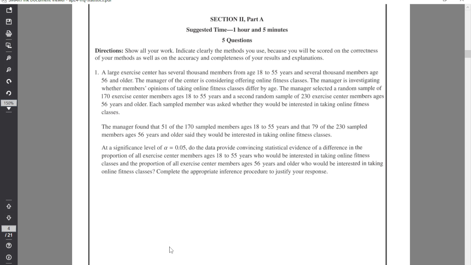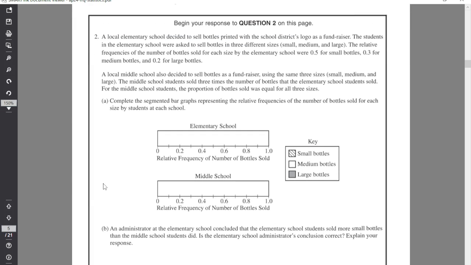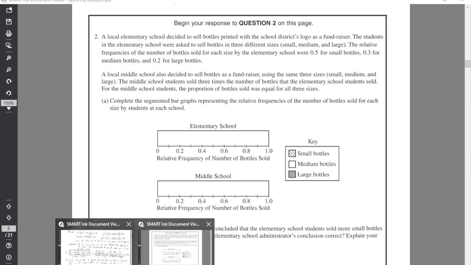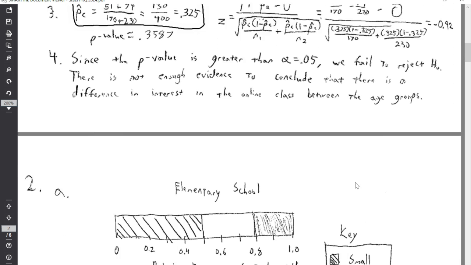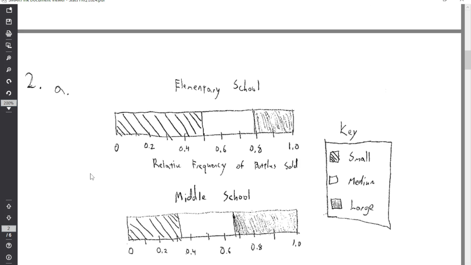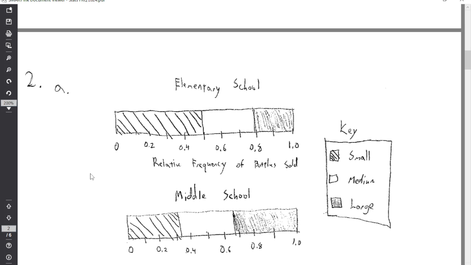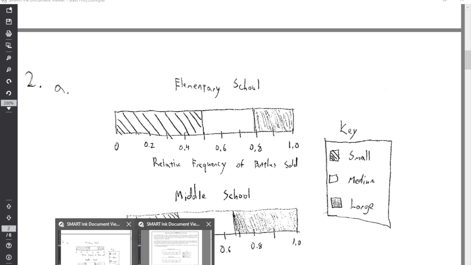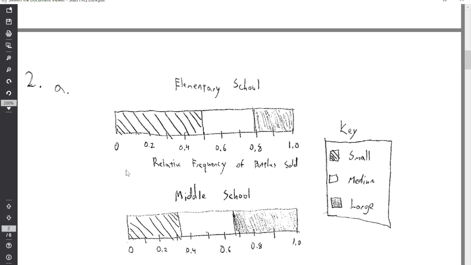On to question 2. Question 2 was our question about the water bottles at the different schools. So it asked for us to make the relative frequency charts and gave you a key to work with. And if you'll forgive my scale, here's roughly what your segmented bar chart should have looked like. And then part B asked, and we, by the way, this was 0.5, then 0.3, then 0.2. 0.5 here, 0.3 here, 0.2 here.